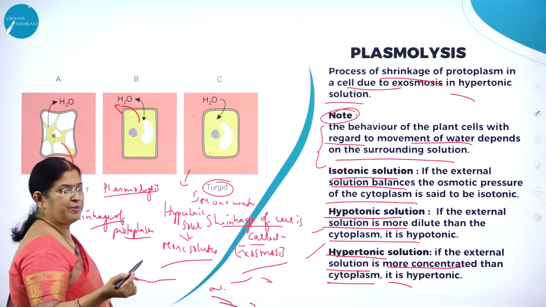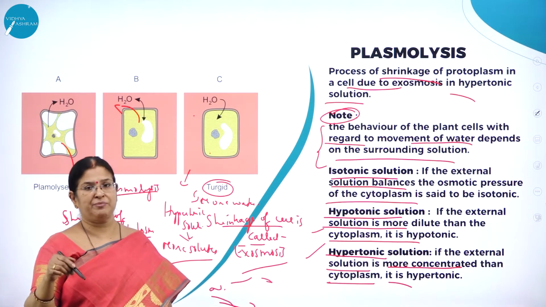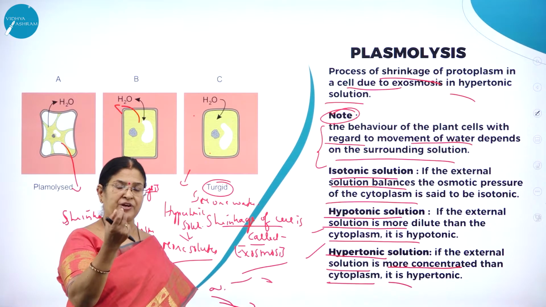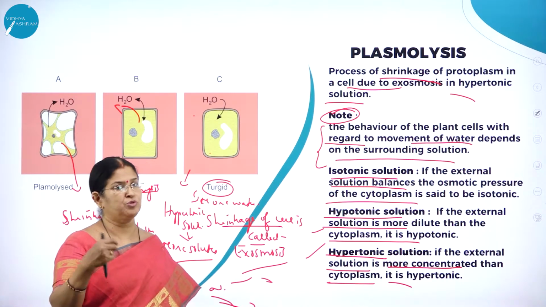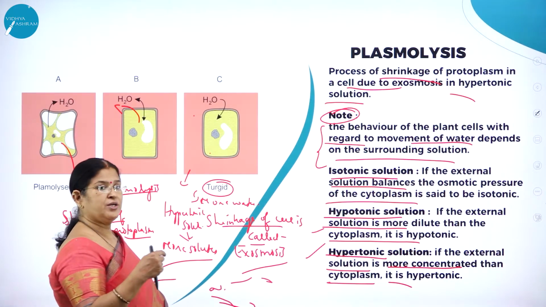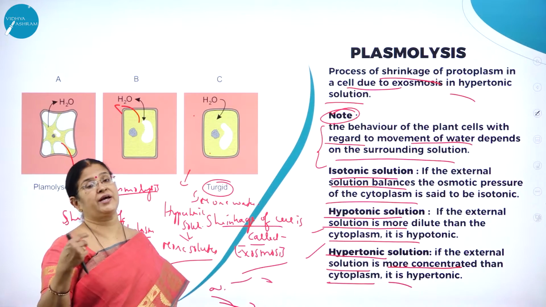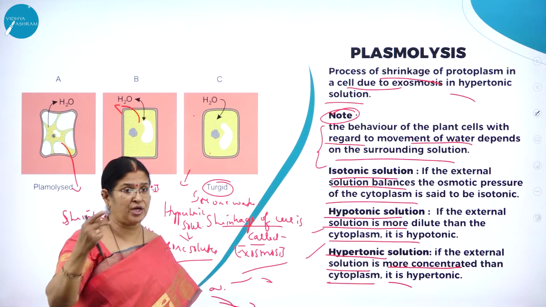I will give an example. Take fresh grapes, keep them in a sugar solution and leave them for some time, then the fresh grapes will shrink. What has happened to the water from the fresh grape? It has moved outside because sugar solution is a hypertonic solution. So plasmolysis means exoosmosis. What is exoosmosis? Exit of water from the cell to the outside.